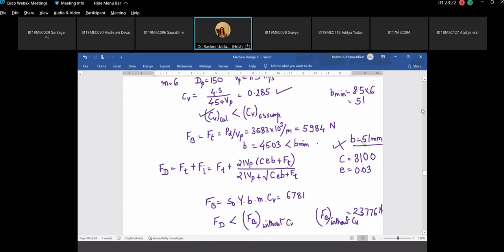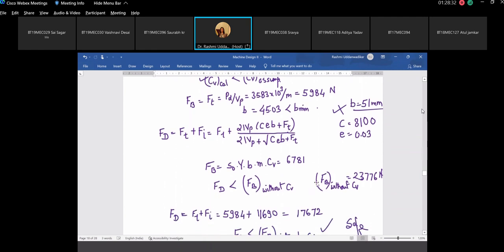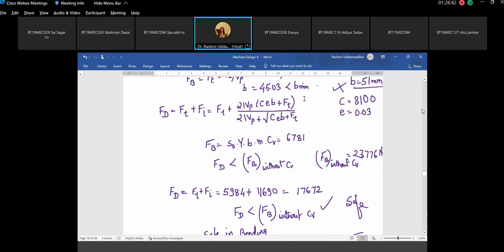And with this new value of B and M and the calculated value of CV, you again calculate the beam strength FB with CV and without CV. FB without CV is coming out to be 23,000 Newton. We want our dynamic load to be less than this. In this calculation, you might get some error depending upon the value of E and to what decimal places you are solving. Some of you might end up with 17,000 or 18,000 or 16,000. As long as this is less than FB, we are quite safe.